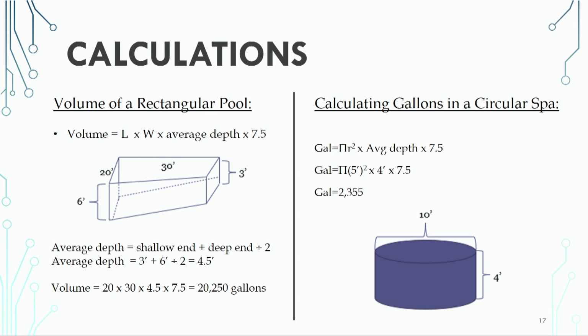And then for the gallons in the spa, you do pi radius squared times the average depth times 7.5. That's the original formula. So for this circular spa, the radius is 5 since the whole diameter is 10. So you do pi times 5 to the second power times 4, and then times 7.5, and then you combine all that together. You get 2,355 gallons. The easiest way to do these calculations is on a calculator.